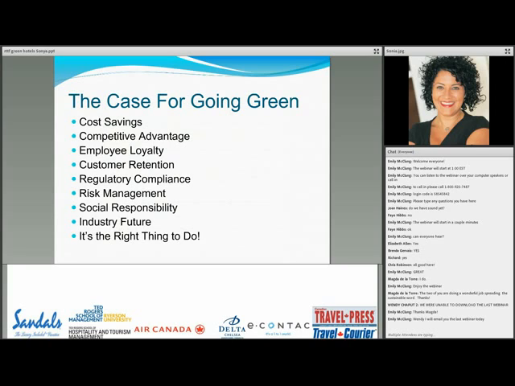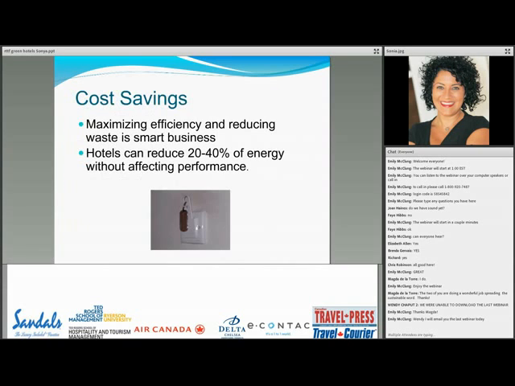A lot of my references will be based on Canada, but when we look at the case for going green, cost savings always seems to be the major factor. But there's also competitive advantage, employee loyalty, customer retention, regulatory compliance, which differs from destination to destination, risk management, social responsibility, the fact that this is the industry future, and most importantly, the funny thing in a lot of my studies is that a lot of general managers really focus on the fact that it's the right thing to do. And as time is moving on, and as we see that overconsumption is not necessary, this idea of your own social responsibility really is the focus of the business case as to why you're going green.